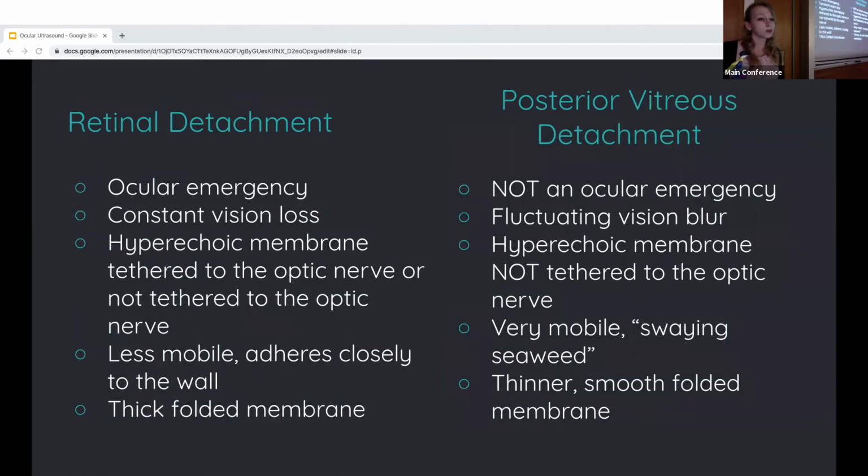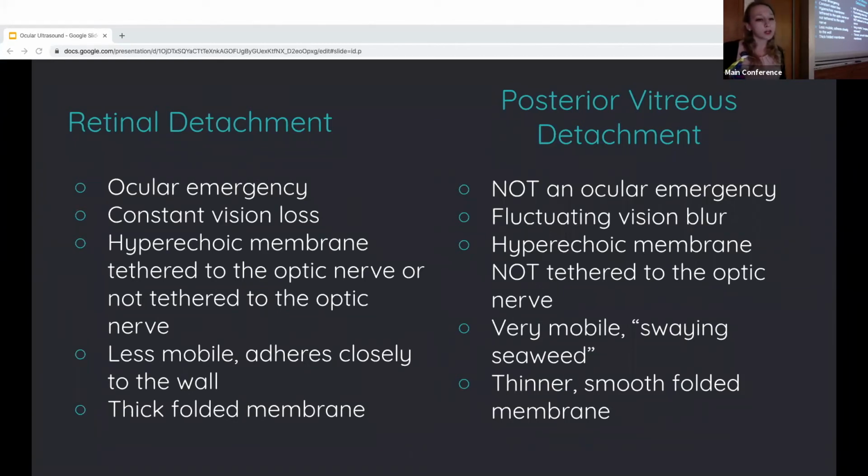As you may have noticed, retinal detachment and posterior vitreous detachment are pretty similar to each other. So let's talk about the differences between the two. Retinal detachment is an ocular emergency, while posterior vitreous detachment is not. Retinal detachment will present with constant vision loss, whereas in posterior vitreous detachment, it'll be a fluctuating vision blur. With retinal detachment, you'll see a hyperechoic membrane tethered to the optic nerve, or it can be not tethered to the optic nerve, whereas with posterior vitreous detachment, it's always not tethered.